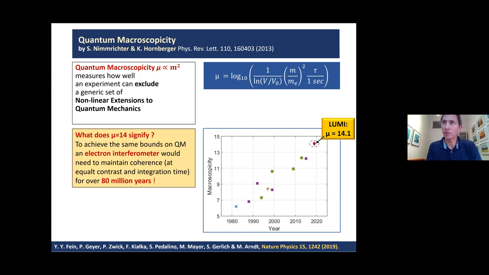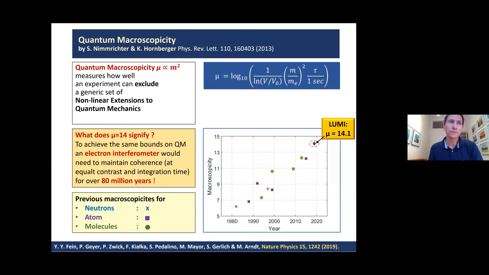But what does that really mean, this parameter, the 14 for mu? You can easily derive that from this little equation in the upper right corner. If you wanted to get to the same macroscopicity with electron interferometry, you would have to maintain coherence in this electron interferometer with the same fringe visibility normalized over 80 million years. So in this case, mass really helps. And that is one of the reasons why we do high mass interference also. So if you want to look it up, it's in different neutron, atom and molecule experiments. I forgot to put in the reference where this paper is linked. Oh no, the paper's in the title, yeah. So there you can look it up.